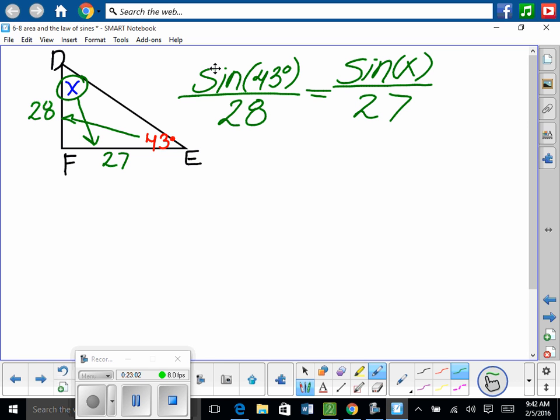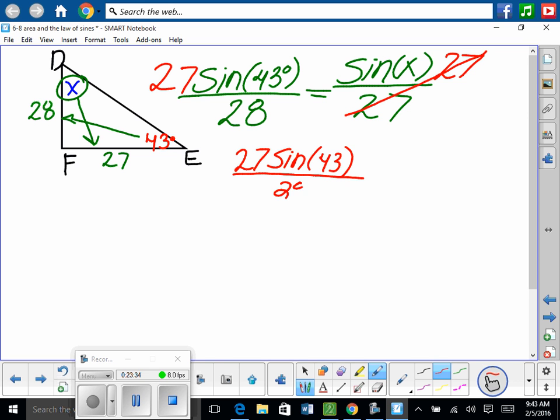Now let's algebraically get x alone. To get x alone, this 27 is being divided by sine of x, right, everybody? So I'm going to multiply, now watch carefully, both sides by 27. Both sides, right? But what happens on this side? It divides out, right? Is everybody following me? So on this side, we have 27 sine of 43 degrees divided by 28, and that's equal to the sine of x.